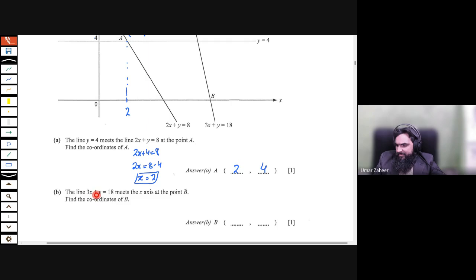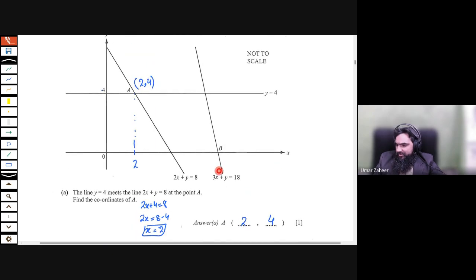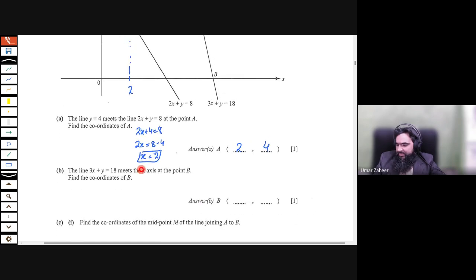The line 3x plus y is equal to 18, this one, meets the x-axis at the point B. So what is the y value on the x-axis? What is the value of y on the x-axis? y is equal to 0. I'm not sure about the x coordinate, but I'm pretty sure the y coordinate is 0, because on the x-axis we need to find the y coordinate.